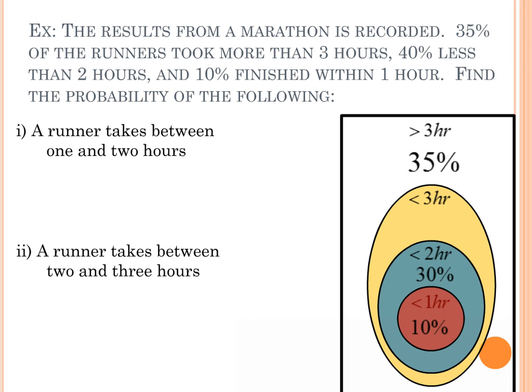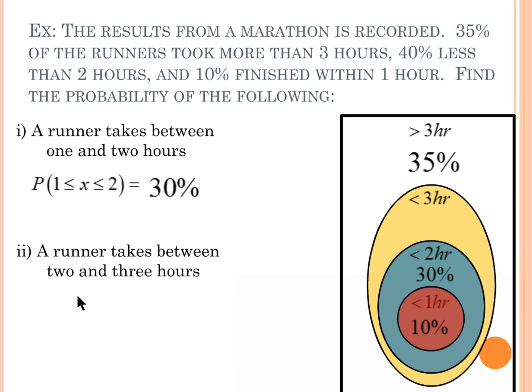Okay, so now that I've got a basic little diagram right here, let's try to break down the problem. The runner takes between 1 and 2 hours. If you're between 1 and 2 hours, that means what's the probability that you're greater than 1 but less than 2? And that's simply going to be 30%. This 30% means that you're less than 2, but you're not in the 10% region, so that would be 30%.